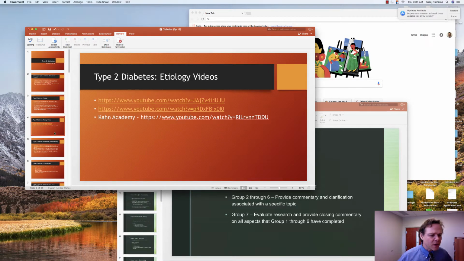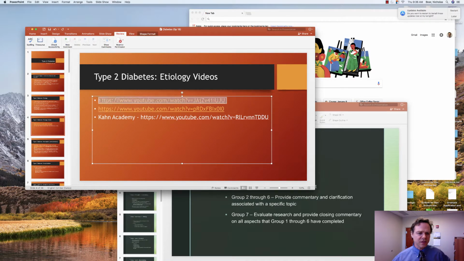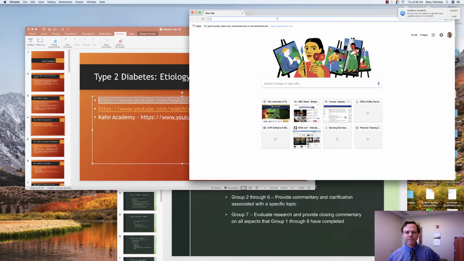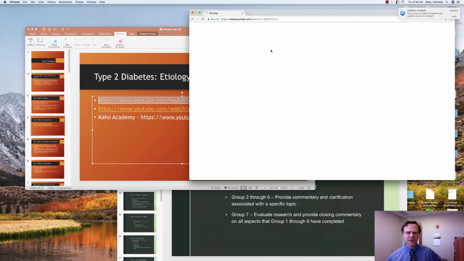Okay, so what I also do, and this is difficult for me, but I also include videos associated with the etiology. So you would just copy and paste that into your web browser, and then just go from there.